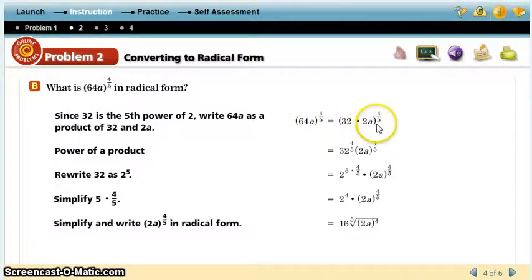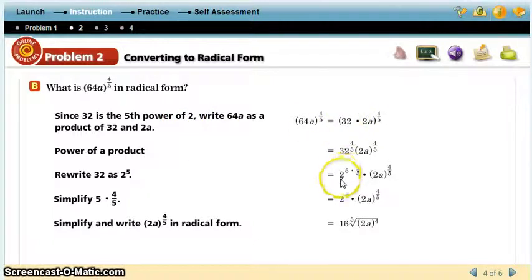And then we're going to follow exponent rules. When you have a product raised to a power, you distribute that power to each one of the factors. Now we're keeping the 2a together because we just broke it into 2 factors here, 32 and 2a as 1. So 32 gets raised to the 4/5 and 2a gets raised to the 4/5. Okay, power of a product. Now, you rewrite 32 as 2 to the 5th. Now, the reason why we do that is because we just did that on purpose up here. We know that 2 to the 5th power is 32.